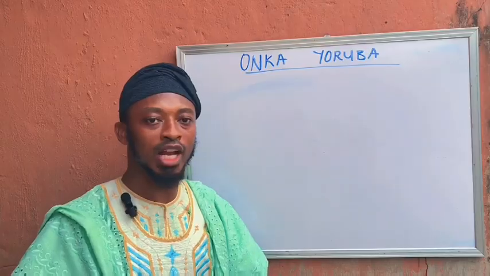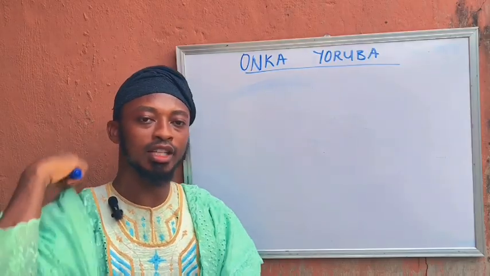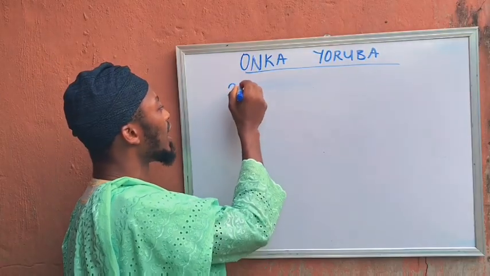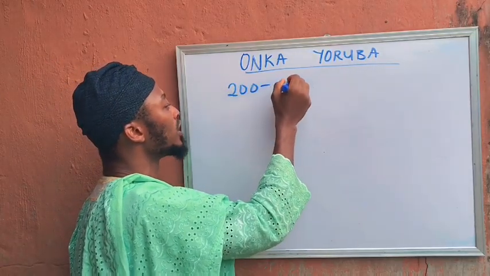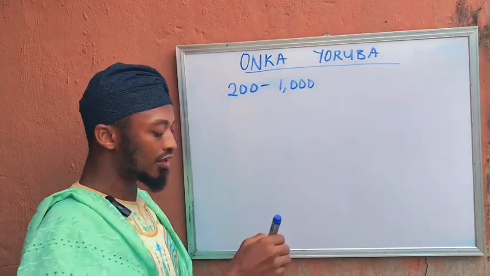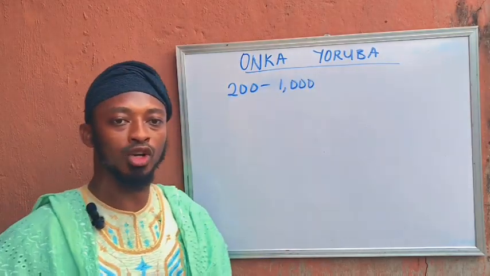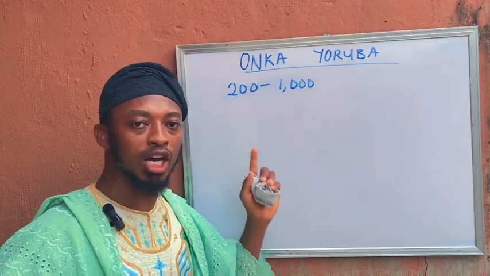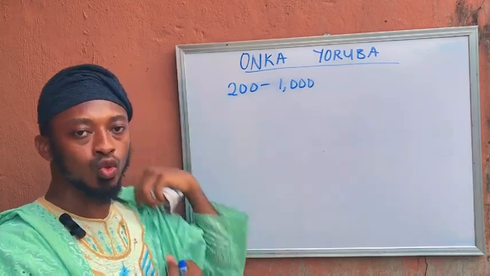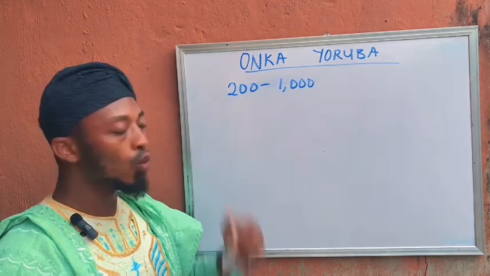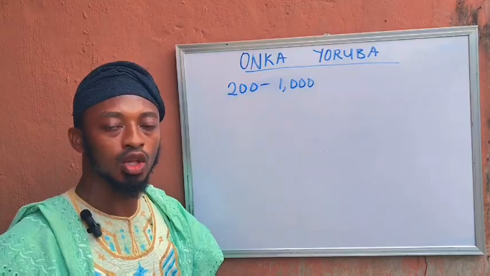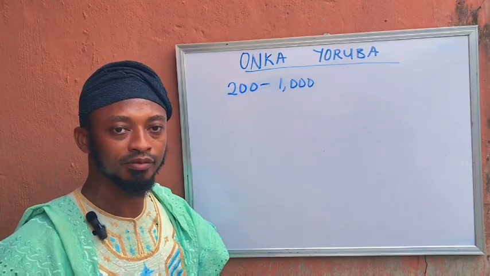So in this particular lesson, we are going to be taking a look at Yoruba numbers from 200. How do you count 200 to 1000? We started from 200 because previously on this channel, we've talked about how to count from 1 to 200. So without wasting much of our time on too much talk, let's get straight to the topic of the day.